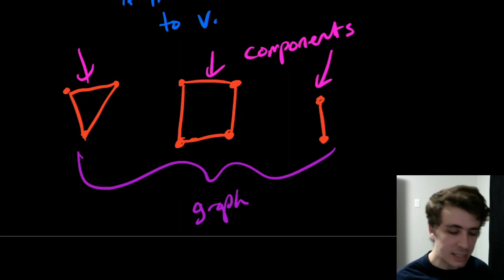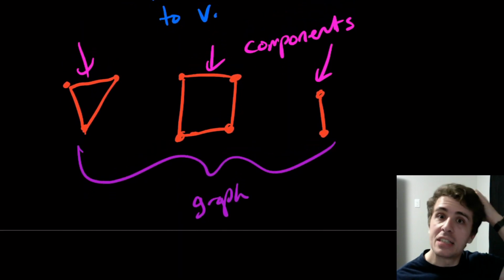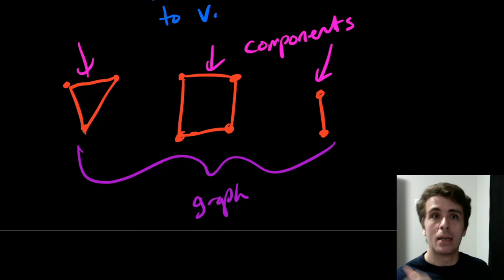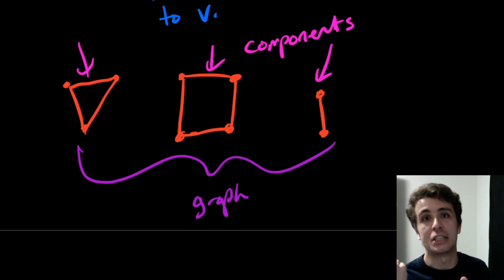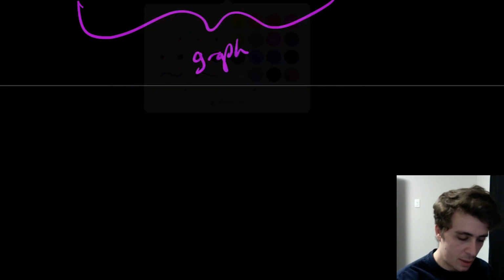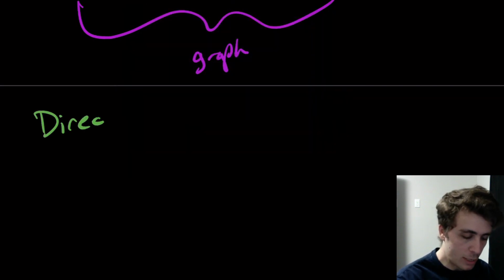In the directed case, though, this is a little bit more complicated because reachability has an asymmetry. If you can go one way, you might not necessarily be able to go the other way. So there's an asymmetry with directed graphs. So what do we do in that case?